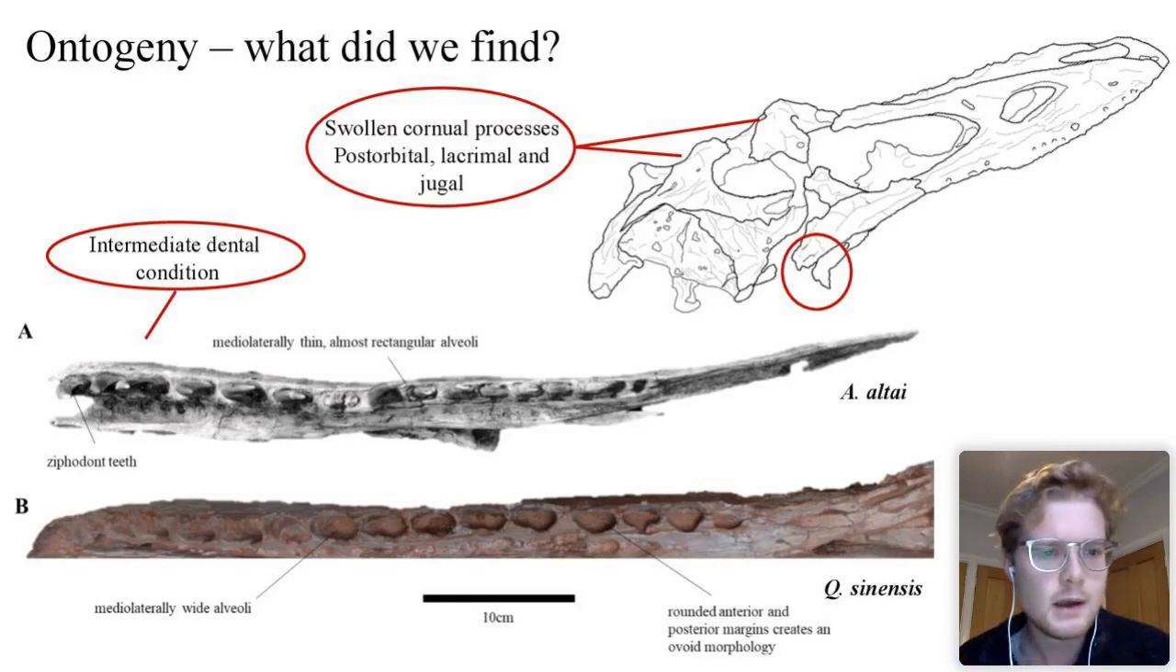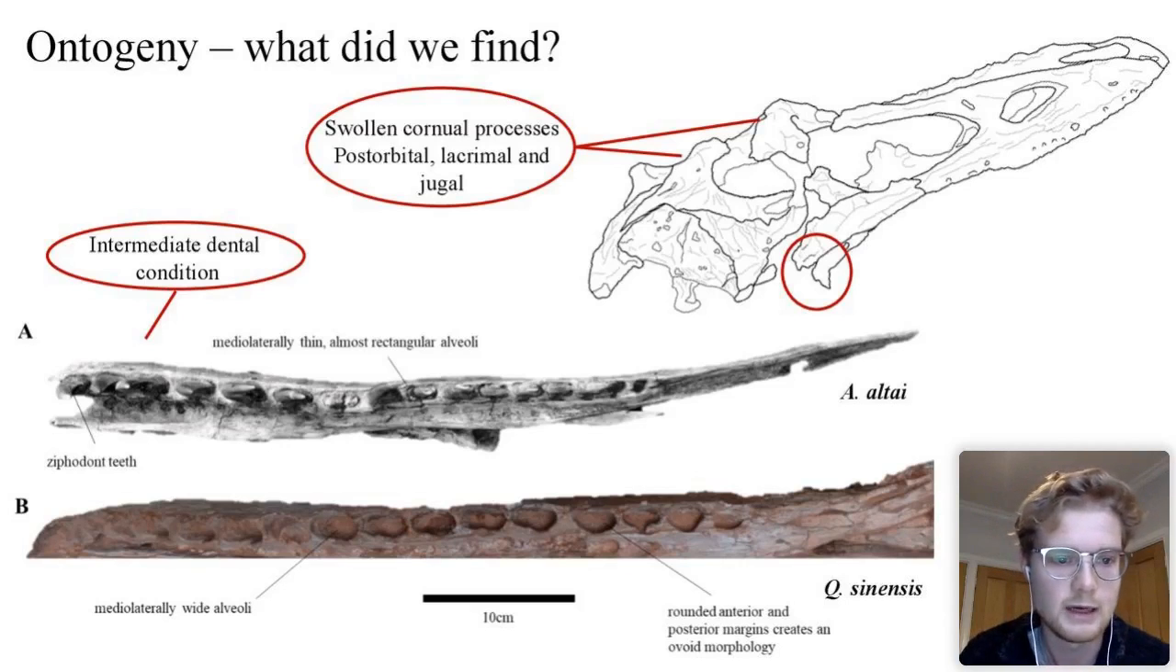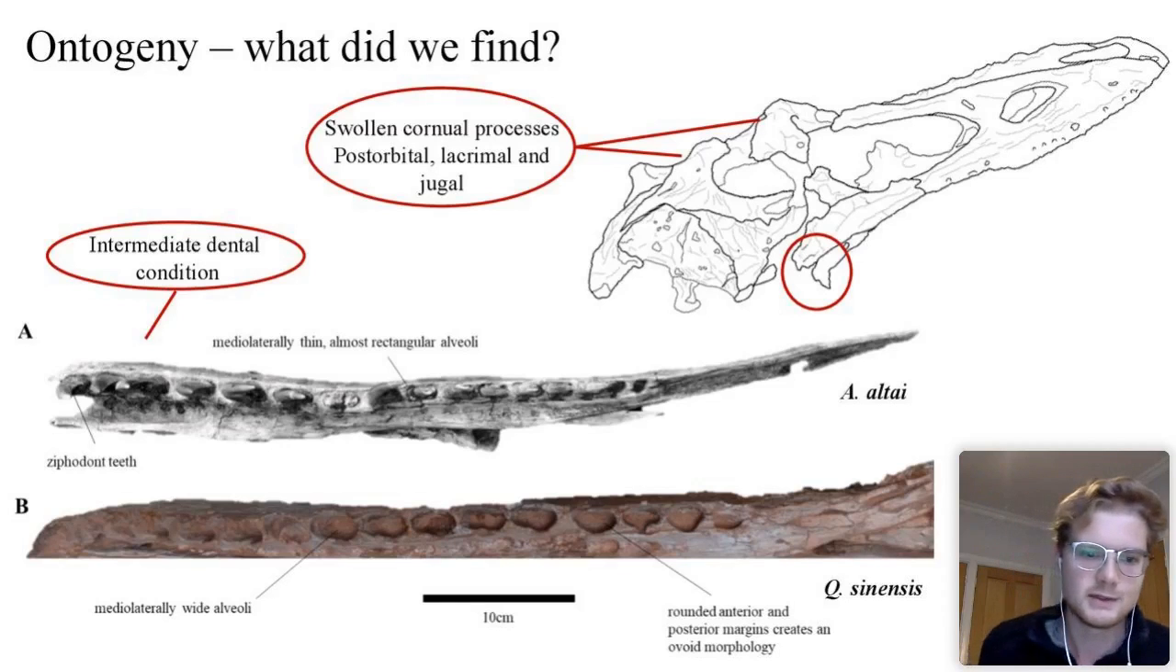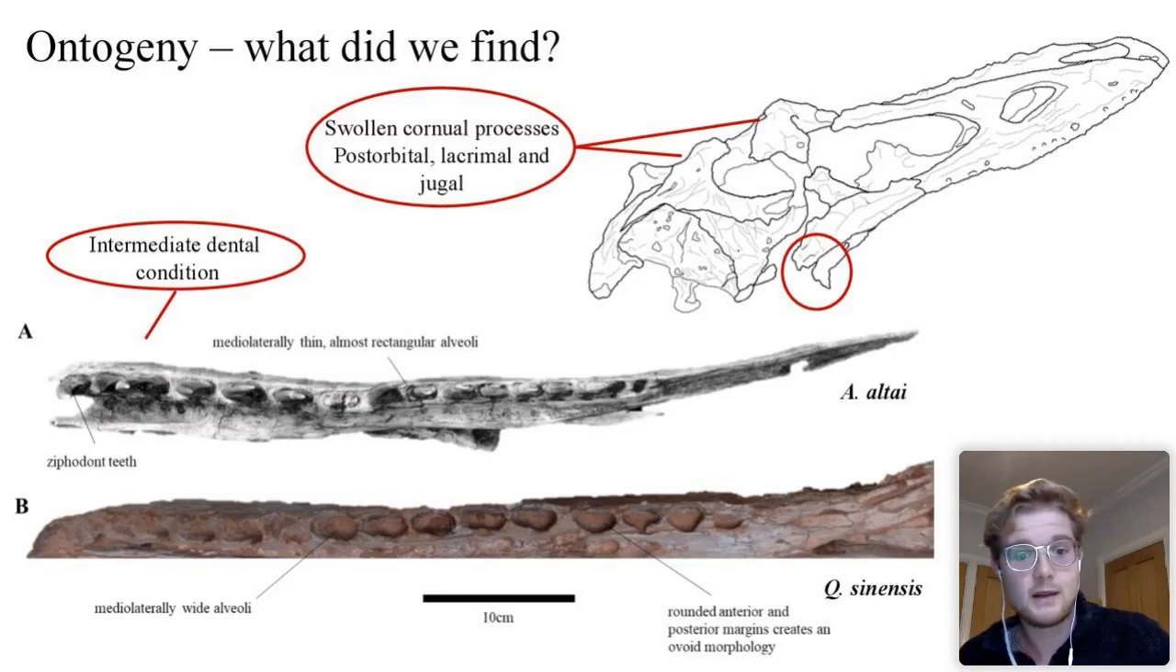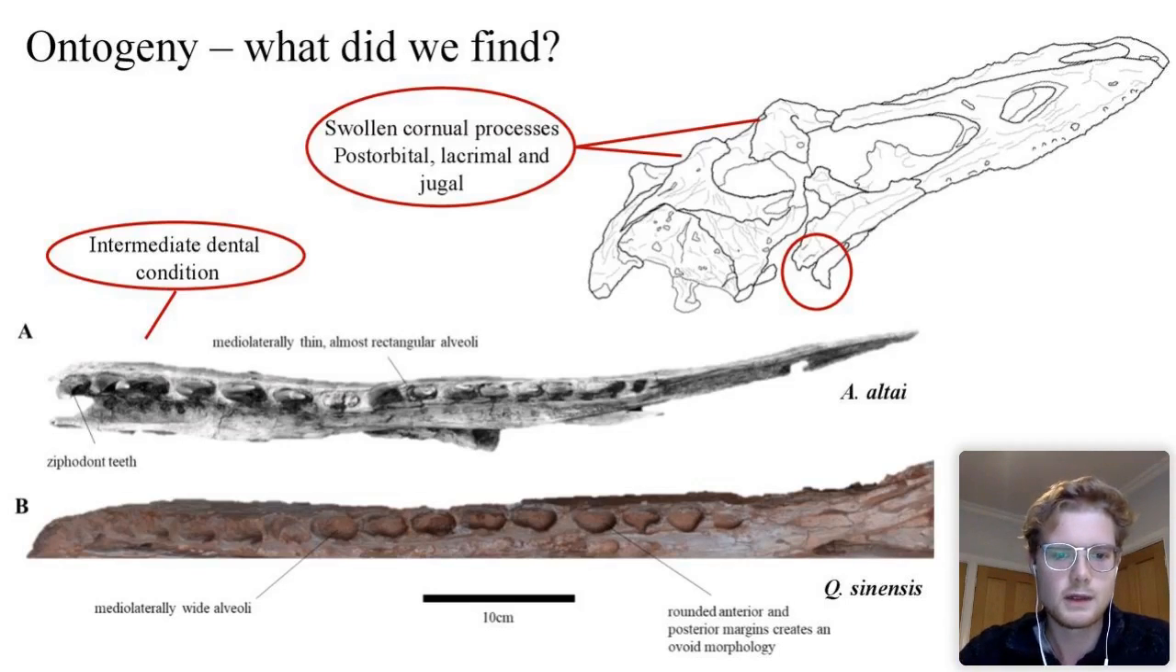We also see an intermediate dental condition. So you can see figure A there, that's Alioramus altai, which is certainly a juvenile Alioramus. And those tooth alveoli are almost rectangular, and that would have formed a quite mediolaterally thin ziphodont tooth, so a really recurved tooth. It's nowhere near the banana-like, almost columnar teeth that we see in large adult tyrannosaurids. But figure B there is Qianzhousaurus, and you can see they're starting to take on that oval tooth alveoli shape.